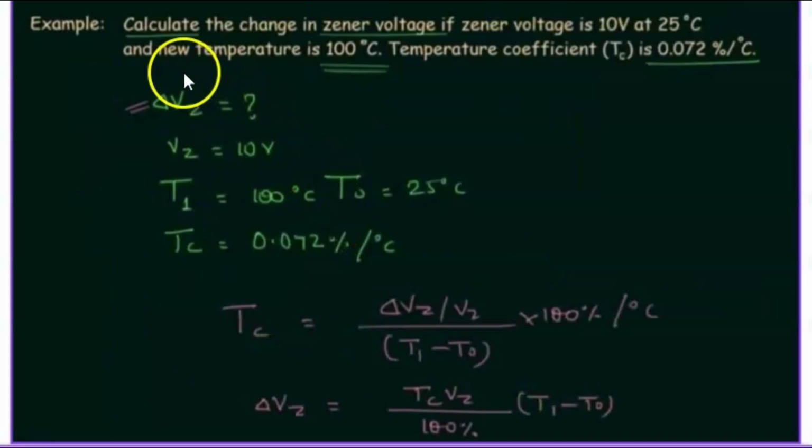So this is the question, that is calculate the change in zener voltage if the zener voltage is 10 volts at 25 degrees Celsius and the new temperature is 100 degrees Celsius and the temperature coefficient is 0.072. So delta Vz तो हमें निकालना है। We know that the value of Vz is equal to 10 volts, T1 जो कि हमारा न्यू टेम्परेचर होता है that is 100 डिग्री सेल्सियस and T0 is equal to 25 डिग्री सेल्सियस and Tc की हमारे पास वैल्यू है ही that is 0.072.